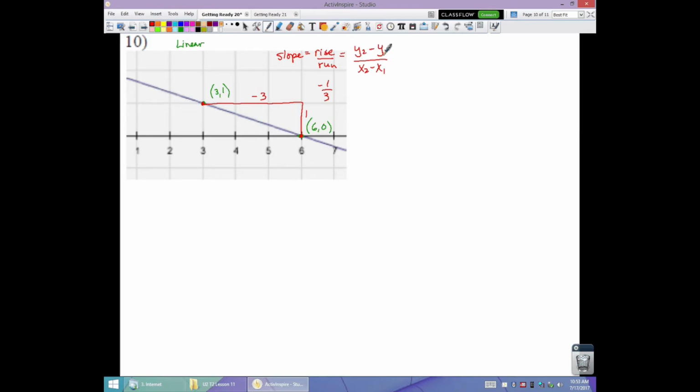If I chose to use the slope formula, then I would subtract the 2 y values, which are 1 and 0, 1 minus 0, and then in the same order subtract the x values, 3 minus 6. So 1 minus 0 is 1, 3 minus 6 is negative 3. Either way, my slope is negative 1/3.